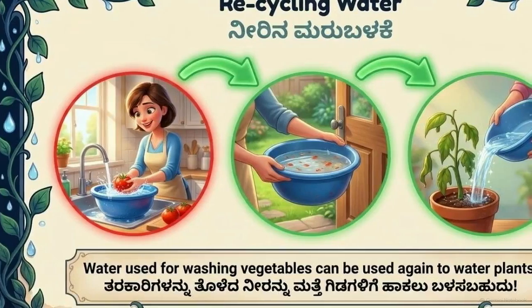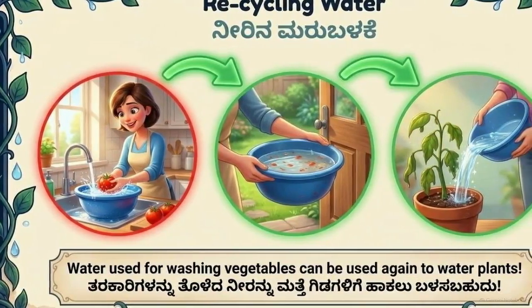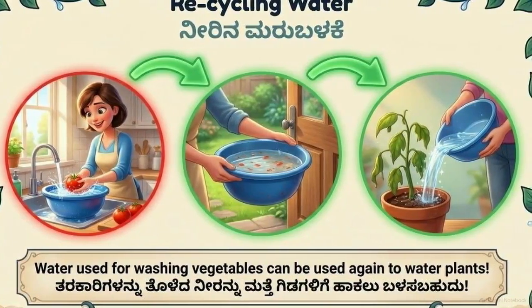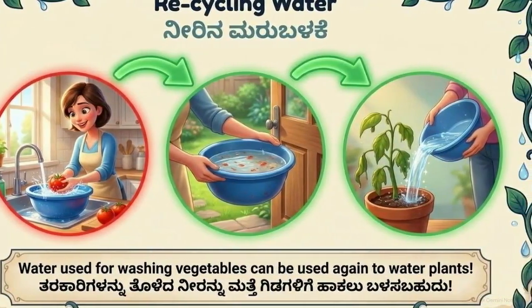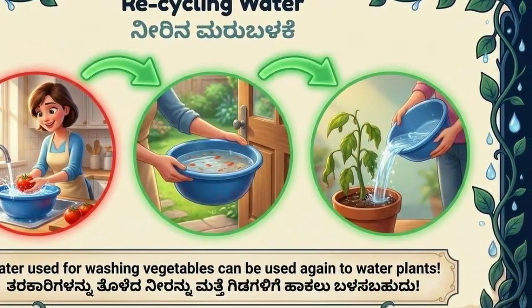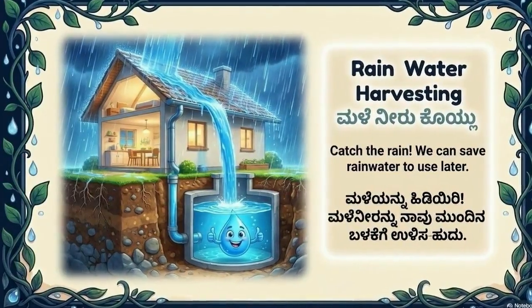To conserve water at home, we can practice domestic recycling. Notice how water used for washing vegetables is collected in a bowl rather than draining away. That saved kitchen water is then poured directly into a household potted plant. We can also catch water before it hits the ground.